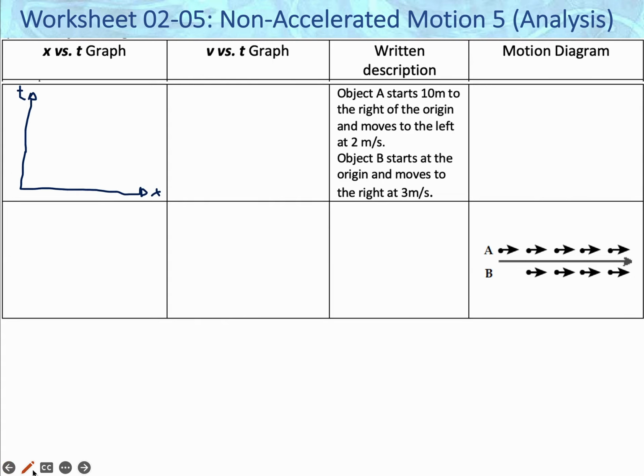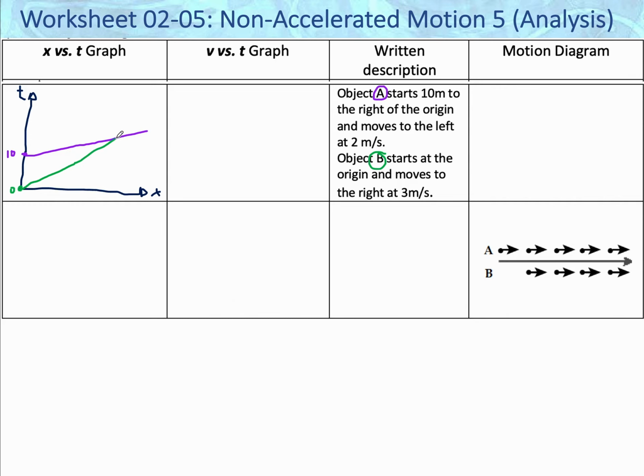So what do we have here? I need some colors. Purple for object A. Starts 10 meters to the right of the origin. That'd be in the positive direction, and moves to the left at 2 meters per second. So it's going to do something like this with a constant slope as best as I can draw it. Object B, on the other hand, starts at the origin and moves to the right at 3 meters per second. What's that going to do? It's going to start out at 0. I guess I should have labeled that one. And it's going to go upward, but at a greater slope.